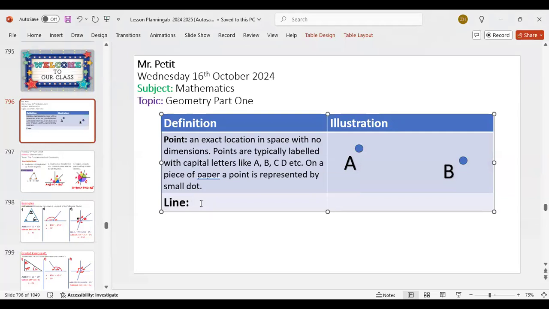A line is straight and has 2 arrows at the end, on both ends. A line that never stops. Does a line end, or does it continue on and on? It continues on and on and on. Okay, so actually, a line is made up of.